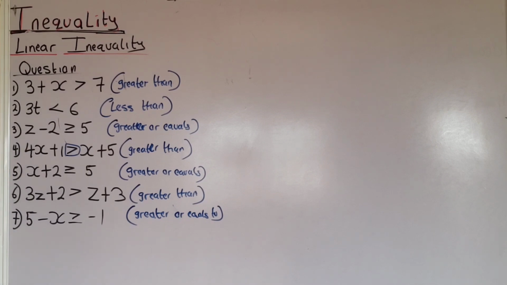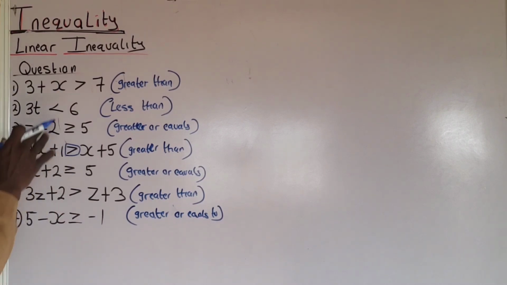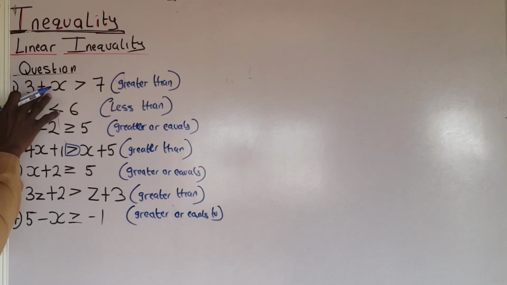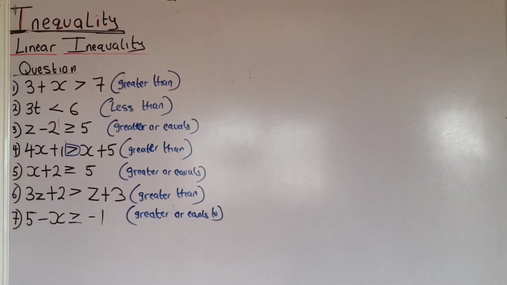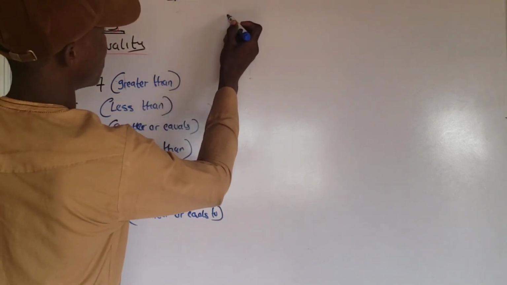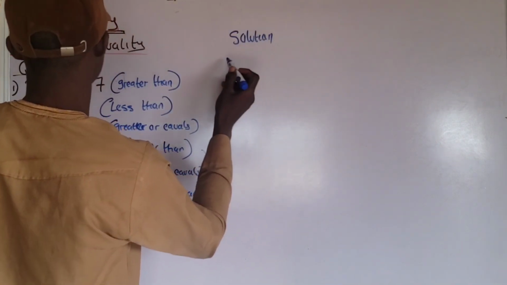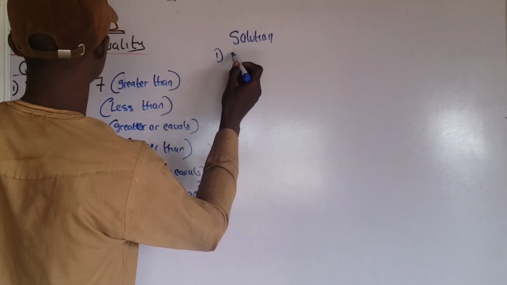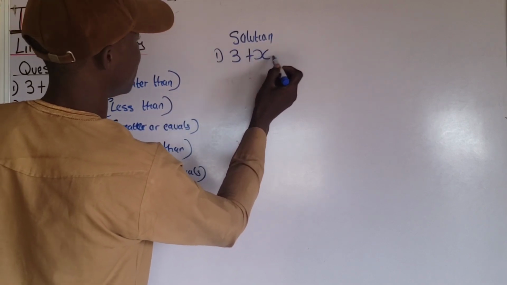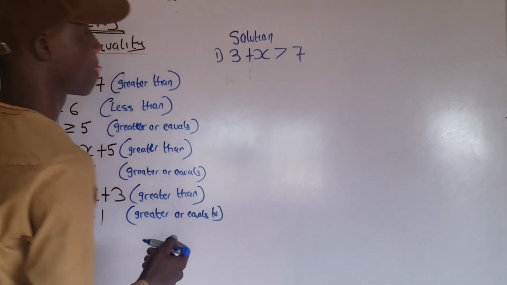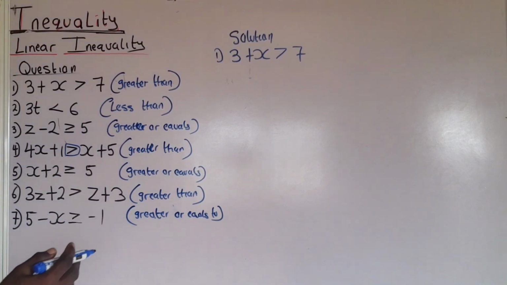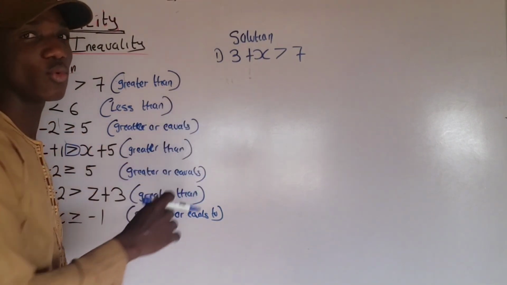Now let's start with the first question. How do we solve for the value of x? What are the values of x that satisfy the range of this inequality? Solution: we have 3 plus x is greater than 7. What are those values of x that satisfy the inequality?